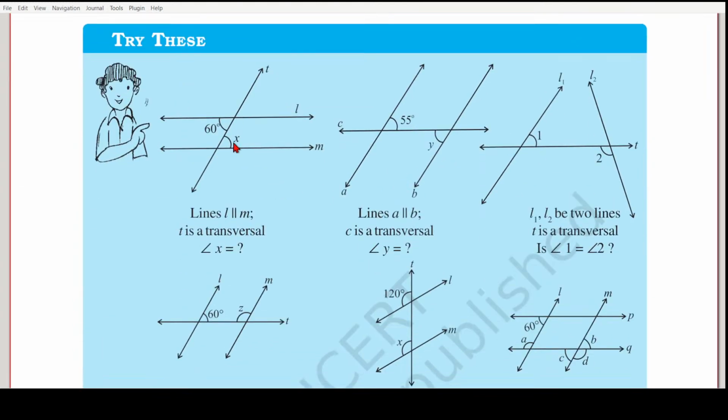Okay, very good. What is x here? It's 60. Just tell the name of x also. What kind of angle is it? X and 60 are alternate interior angles. What about this one? What is y? 55, and it's alternate interior again, right? Yes.